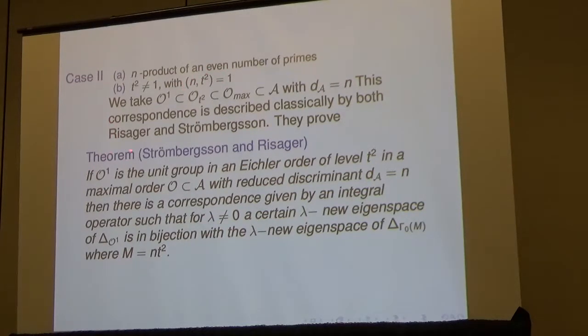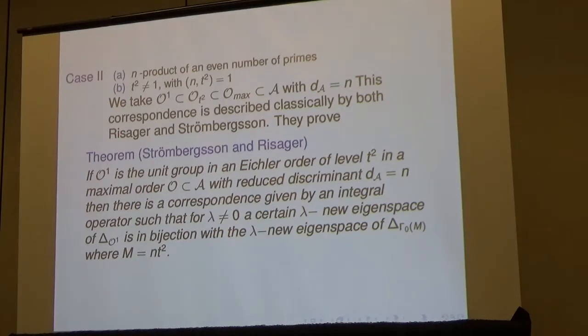So essentially, what I want to take is the group of units. The theorem is: if I take O1 to be a unit group in an Eichler order of level t squared in a maximum order with discriminant n, then once again I can find a correspondence between the eigenspace of delta O1 and delta gamma 0 m, where m is n t squared. Again, this is still the work of Stromberson and Riesager.